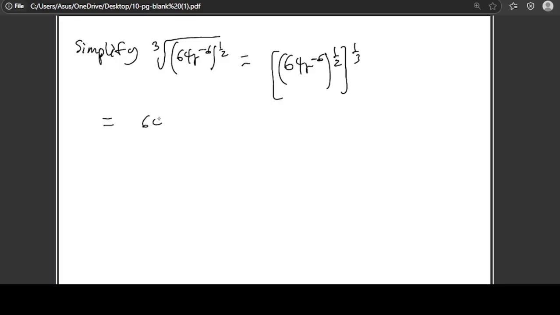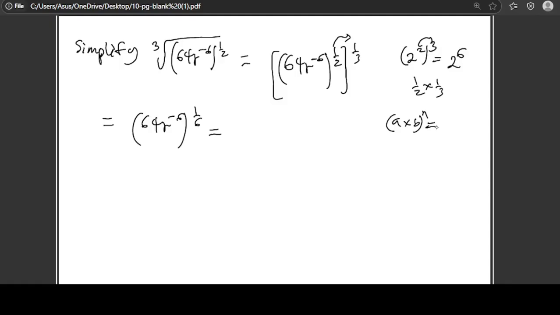Now we have 64 raised to the power minus 6. Let's apply that law where we multiply the two powers together. We have 2 raised to the power 2, raised to the power 3. What do we do? 2 times 3 becomes 2 raised to the power 6. We apply it here also: 1 over 2 times 1 over 3, that's 1 over 6. And also here we apply the other law that says if we have a times b raised to the power n, it becomes a raised to the power n times b raised to the power n.